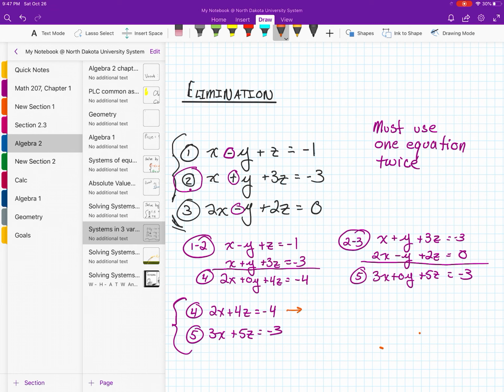So if I were to solve equation 4 for x in terms of z, I would get 2x equals negative 4z minus 4. Divide both sides by 2, I get x equals negative 2z minus 2. And I can use this expression for x in equation 5. Let's do that, shall we?